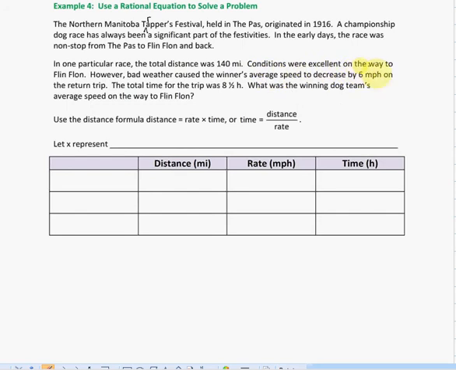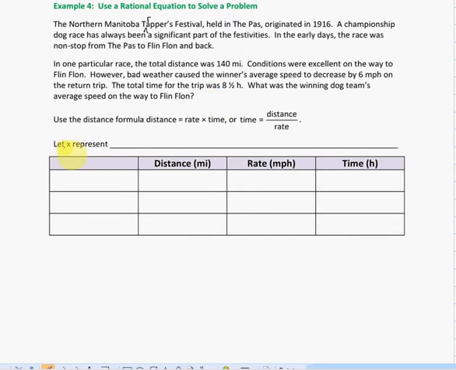Conditions were excellent on the way to Flin Flon. However, bad weather caused the winner's average speed to decrease by 6 miles per hour on the return trip. The total time for the trip was 8.5 hours. What was the winning dog team's average speed on the way to Flin Flon?